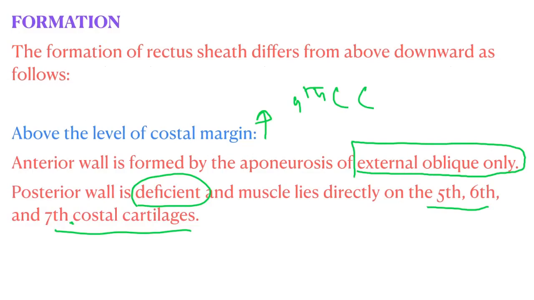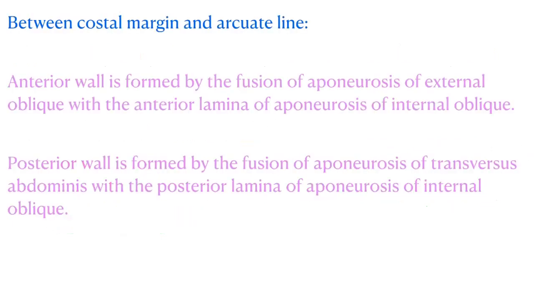Anterior wall only. Between costal margin and arcuate line, right? Anterior wall is formed with the fusion of aponeurosis of external oblique with anterior lamina of aponeurosis of internal oblique.